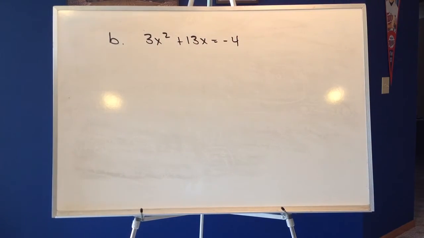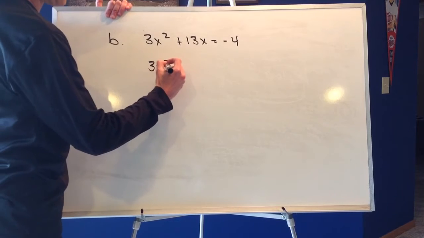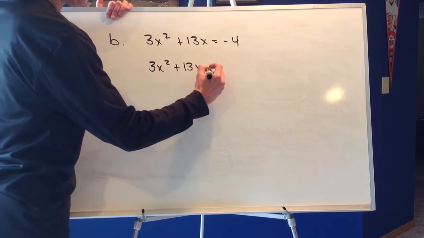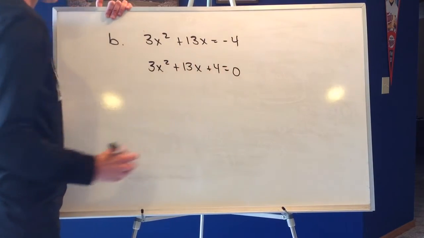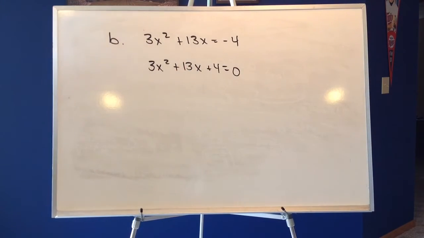Alright, so for the next one, you'll notice it's not set equal to 0. I need to set it equal to 0, so I need to add the 4 to this side. Very important as well that it's in standard form. Okay, I need to go squared term, regular x, and then number by itself.